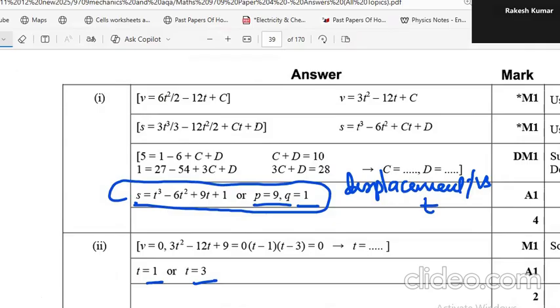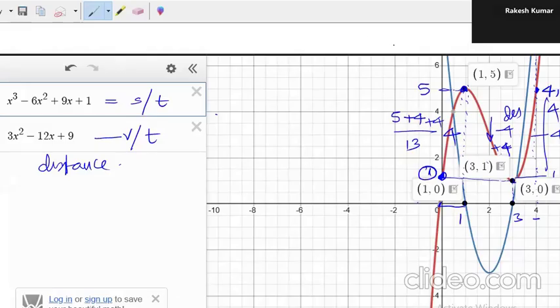But then the next question says, I draw the graph and I find it is zero at 1 and 3. This is 1. At 1, the slope is 0. At 3, the slope is 0. So it is changing direction. Here the velocity was positive, here the velocity is negative, here again the velocity became positive. So this is how distance becomes.